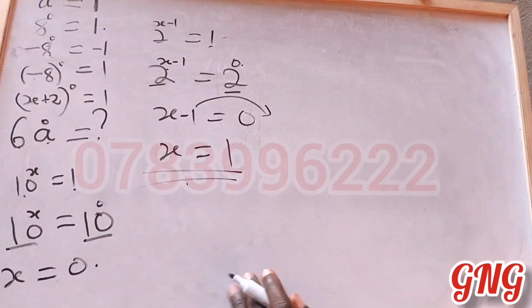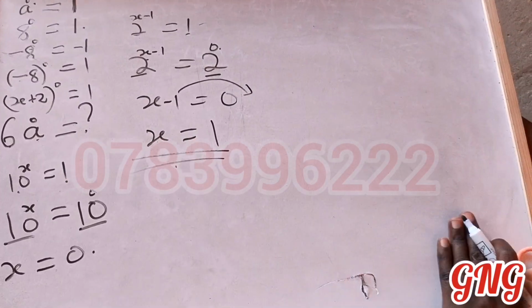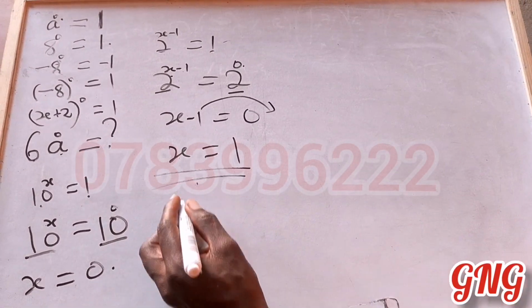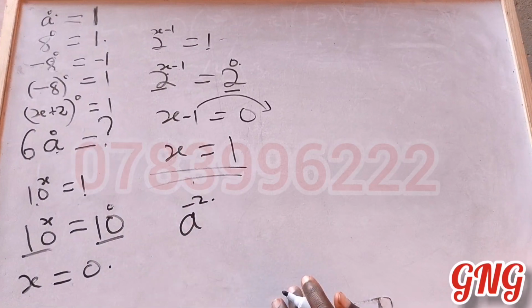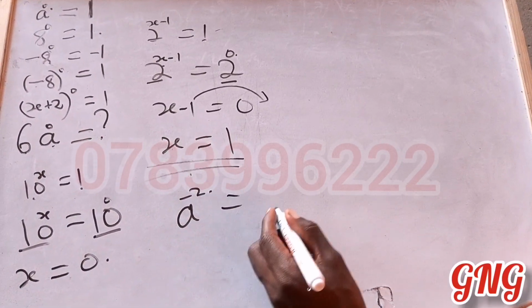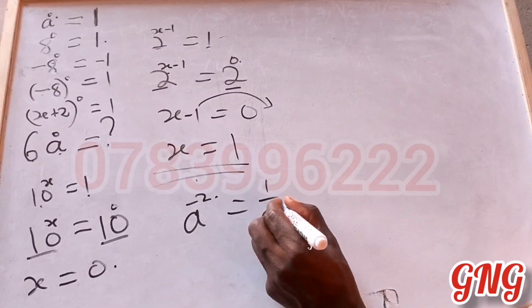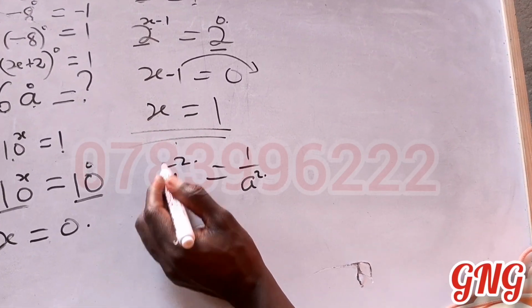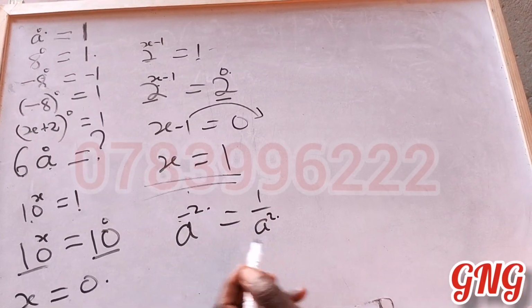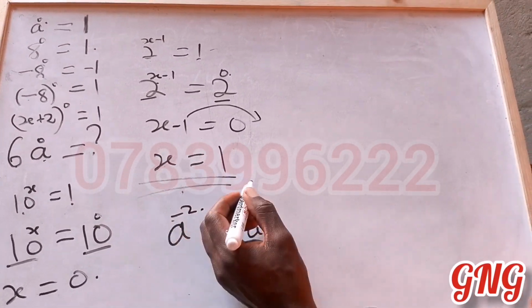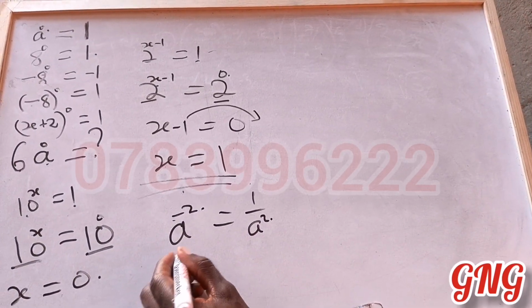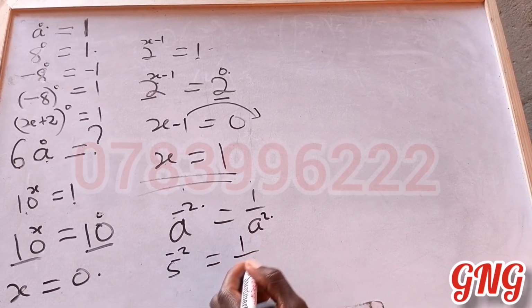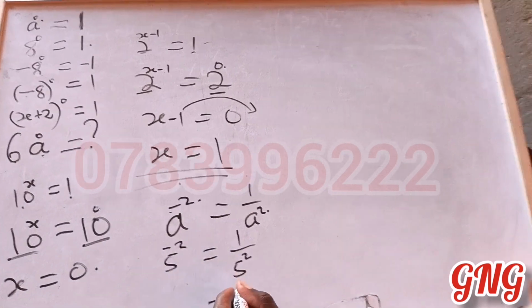The last thing that you can use, the last formula, is the law of indices: a power minus 2 gives us 1 over a power 2. Remember I said this negative is the inverse. Inverse means divided by 1. So you're going to say 1 over a power 2. You'll be given something like 5 power minus 2. This will give you 1 over 5 power 2, which is 1 over 25.